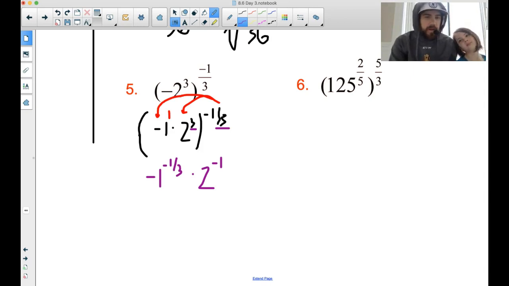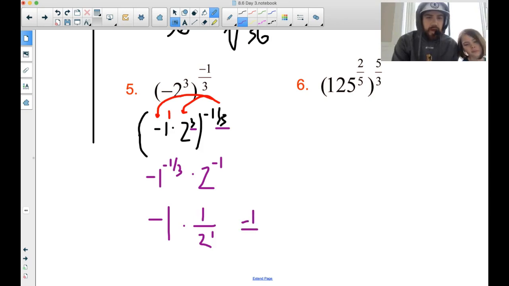Negative 1 to the negative 1/3 power, that's just going to be the cube root of negative 1, which is negative 1, to the negative first power, so that would be 1 over negative 1. So this is just going to be negative 1. I know that was a lot of messing around just to get that. And then 2 to the negative first power is 1 over 2 to the positive first power, which is 1/2. So all said and done, this ends up being negative 1/2.